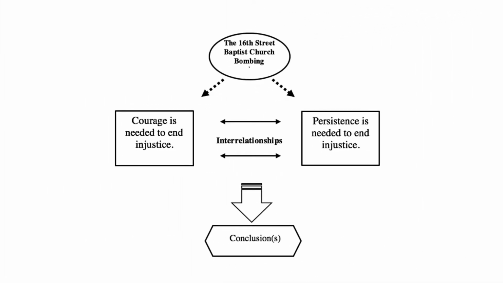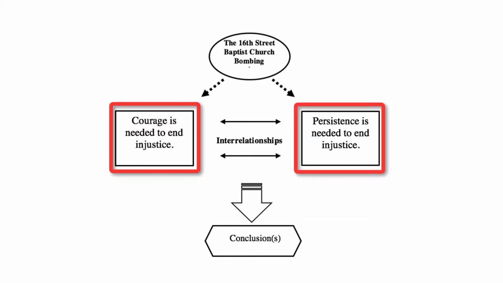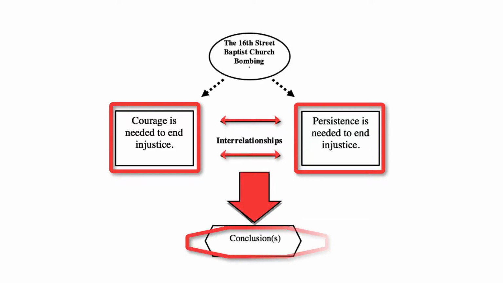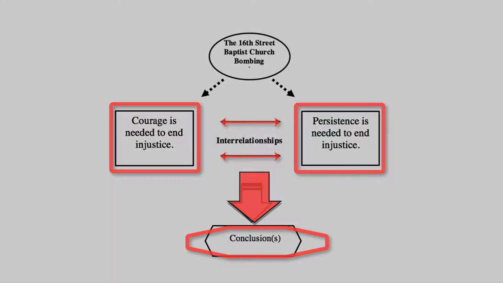This TDA has two component elements: courage needed to overcome injustice and persistence needed to overcome injustice. The student's essay must describe both elements and discuss the interrelationships between the two before drawing conclusions based on these ideas. It looks like this.